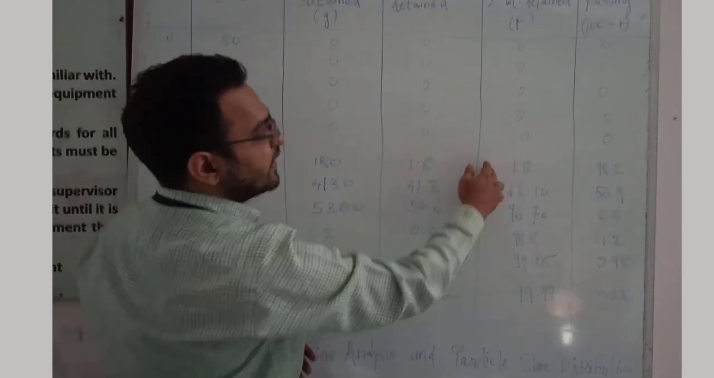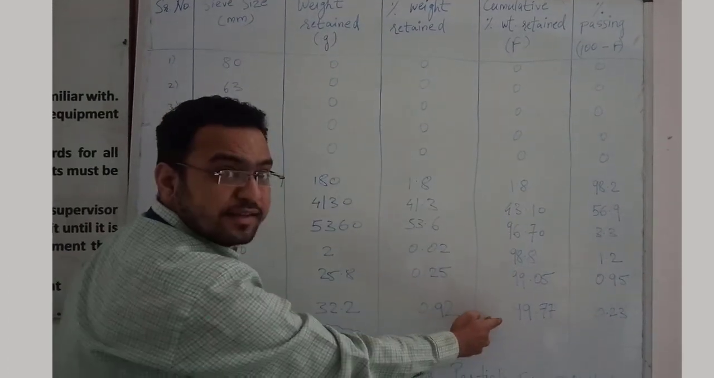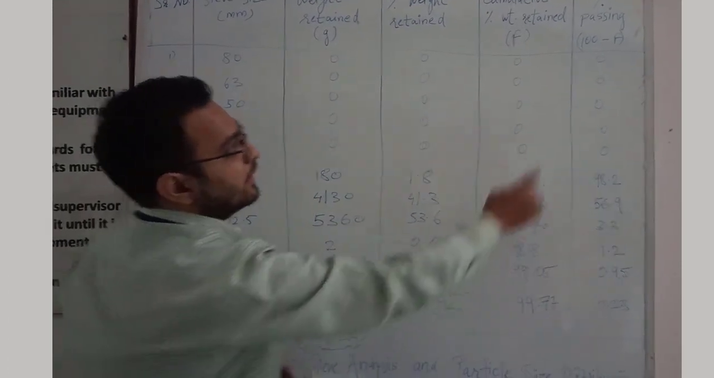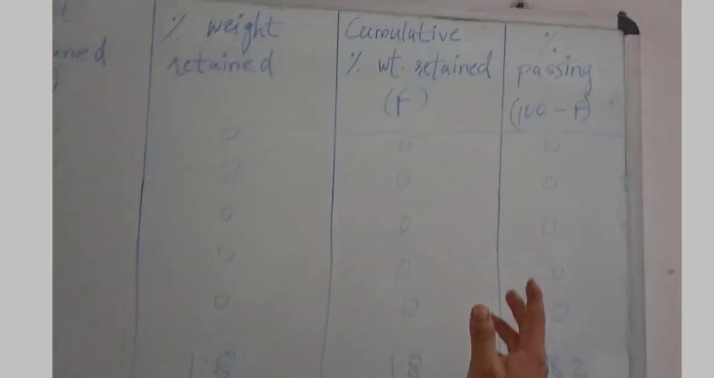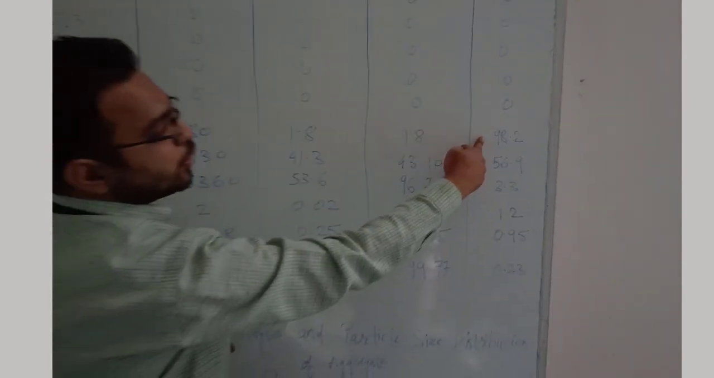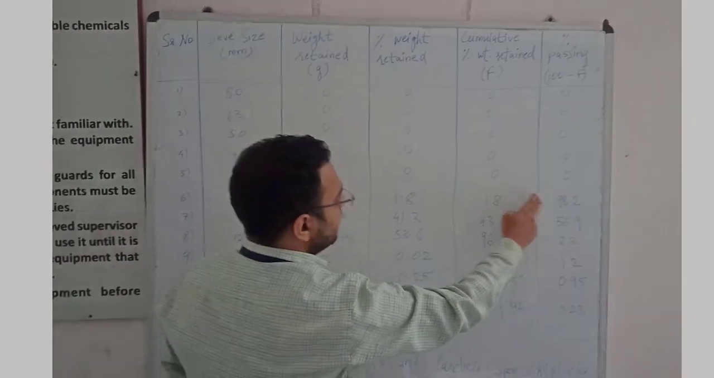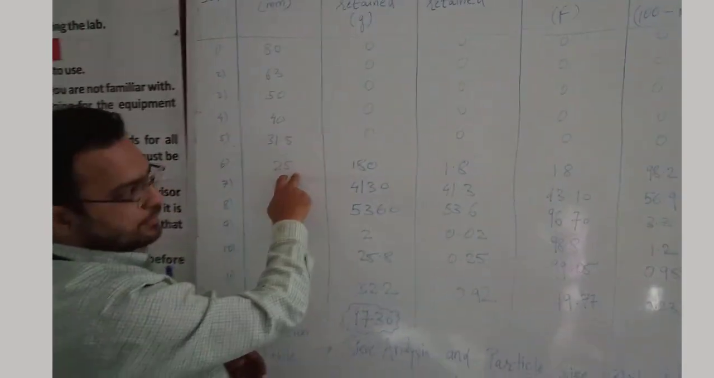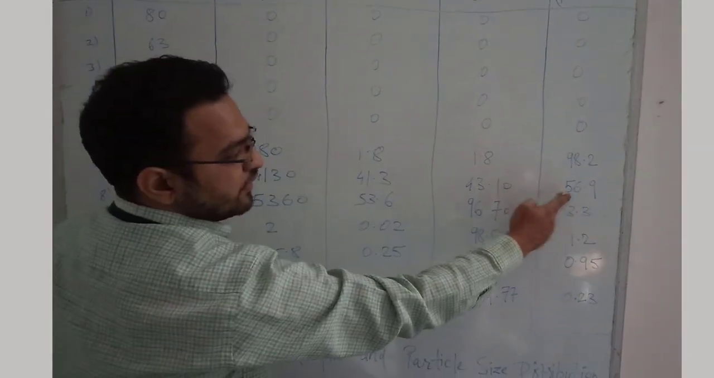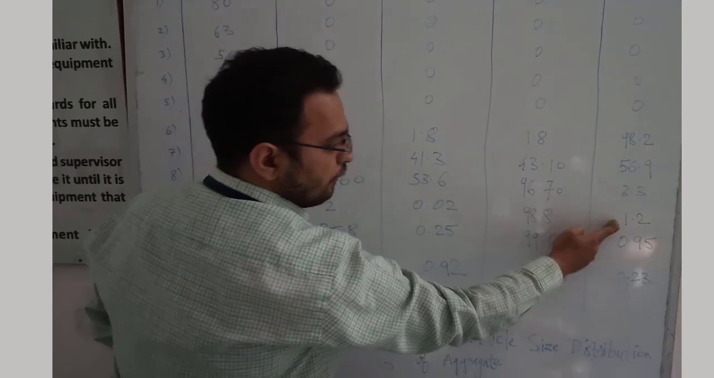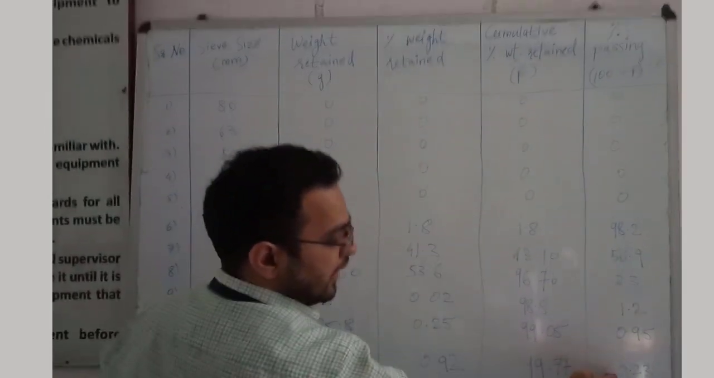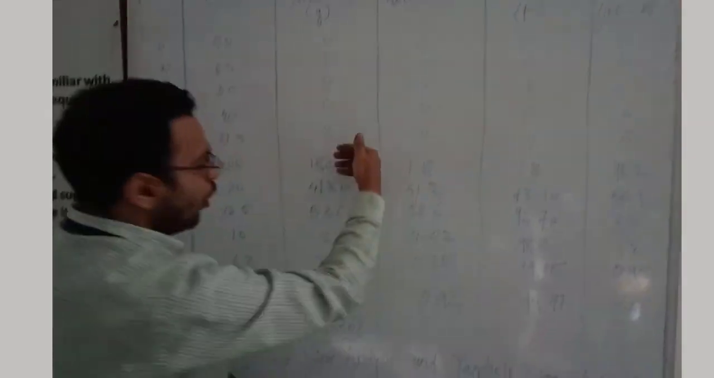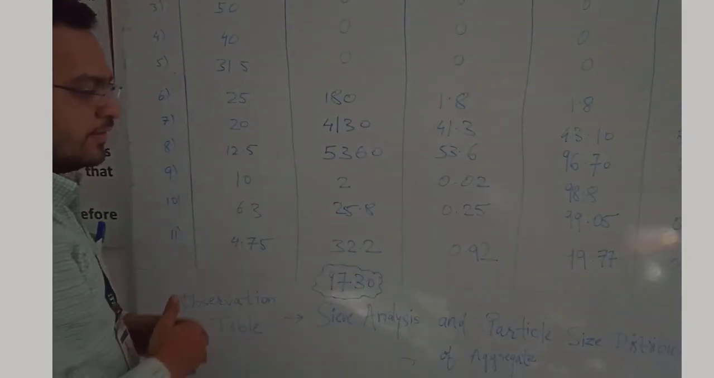So cumulative percentage retained are likewise in this table, and this last column shows the percentage aggregate passing through all these sieves. So 98.2% sample passed through 25 mm sieve, and likewise 56.9, 3.3, 1.2, 0.95 and 0.23. This much amount of aggregate passed through all these sieves.